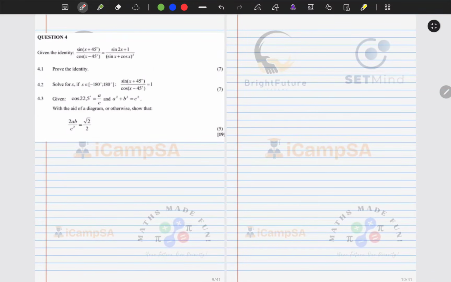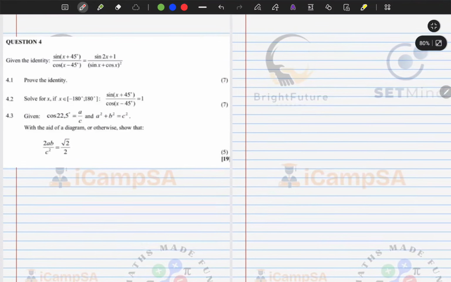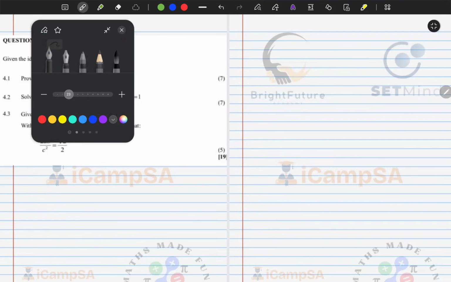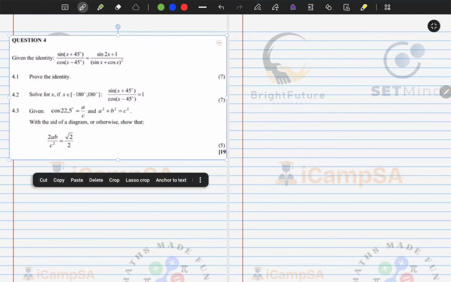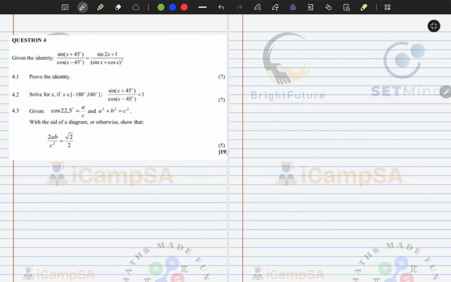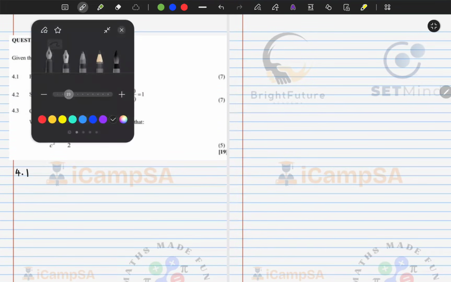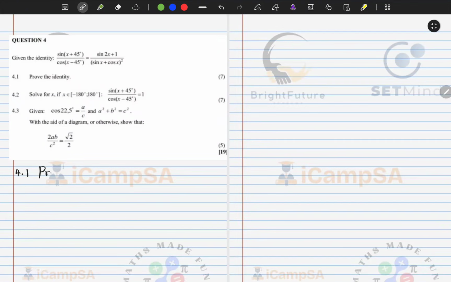So the next question becomes question number 4, still part of this paper. So let's go ahead and solve this question. We're looking at 4.1, where we are required to prove the identity above. Okay, so let's go ahead and see.